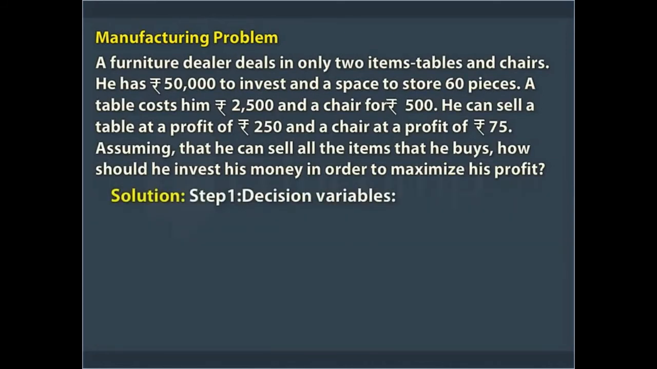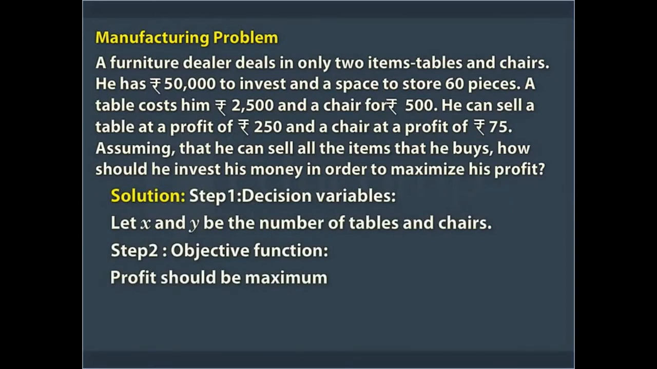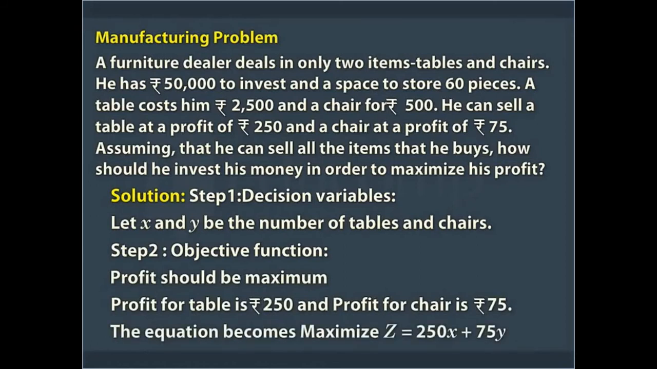Step 1. Decision variables. Let x and y be the number of tables and chairs. Step 2. Objective function. Profit should be maximum. Profit for table is 250 rupees and profit for chair is 75 rupees. The equation becomes maximize z equals 250 into x plus 75 into y.